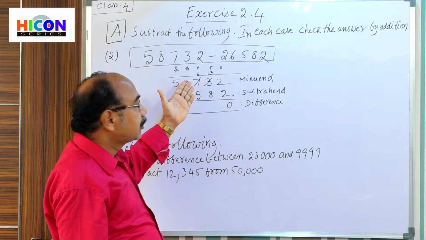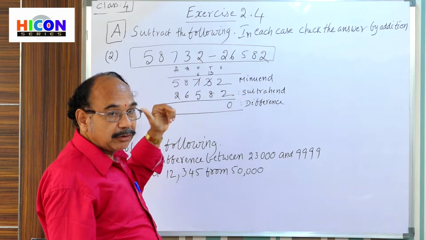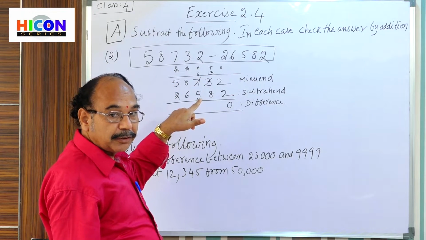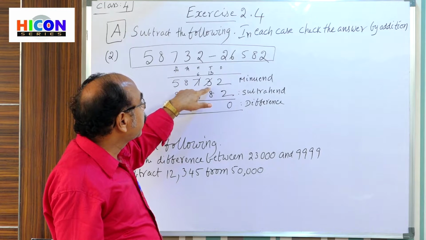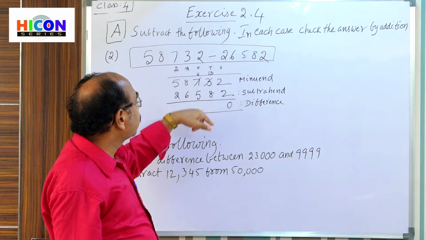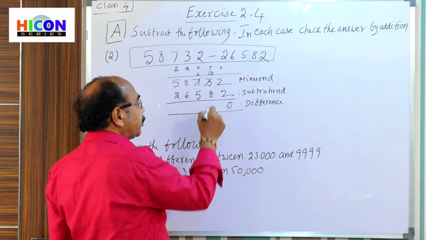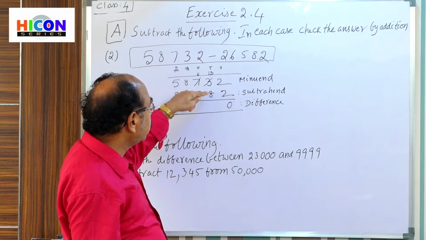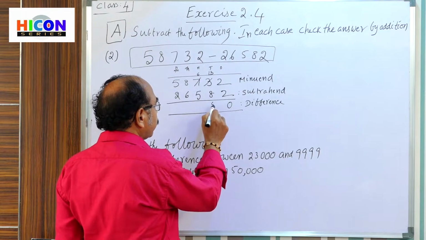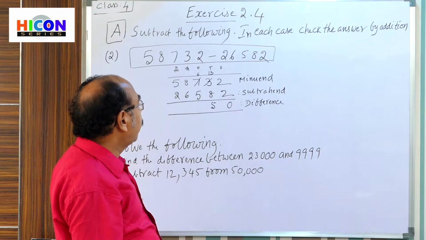Because we are asking borrow now, borrow means here 10. 10 plus here 3, 13. 3 becomes 13. 7 becomes 6. Now here see, 13 minus 8. 13 minus 8 is 5.